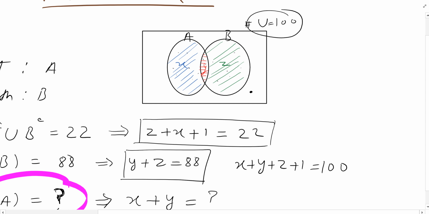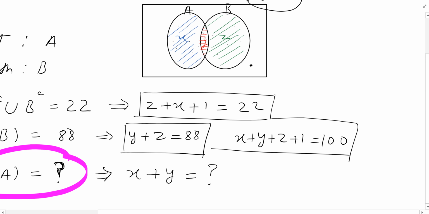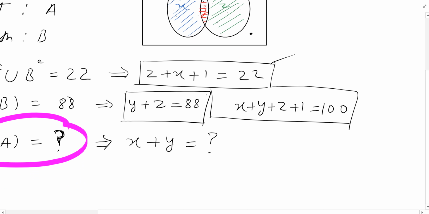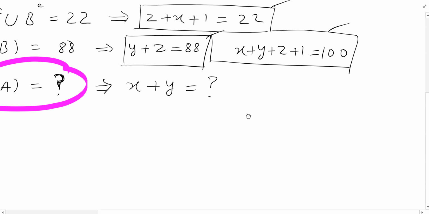It's 33 because there's one guy outside and there's 88 in Z plus Y. Now we're going to solve that. So we have 3 statements, 3 variables. That means we can solve them. And now let's do it here.